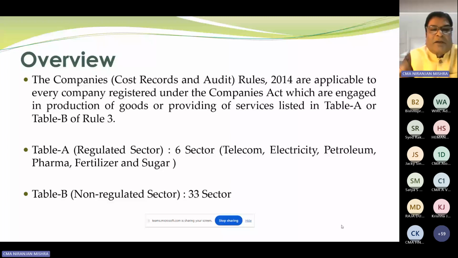Table A, regulated sector, 6 sectors covered. We all know them: telecom, electricity, petroleum, pharma, fertilizer and sugar. Table B, non-regulated sector, there are 33 sectors.